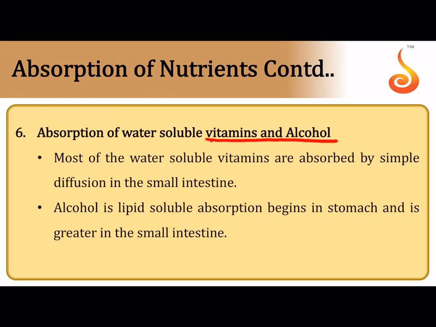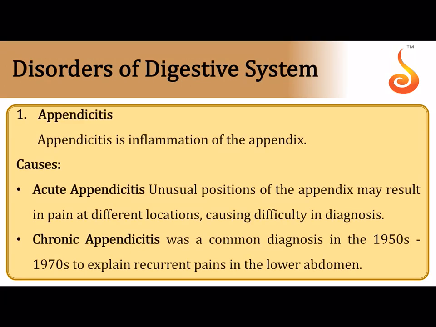Water soluble vitamins and alcohol are absorbed by diffusion in the small intestine. However, the alcohol absorption begins in the stomach and it is greatly absorbed later in the small intestine.